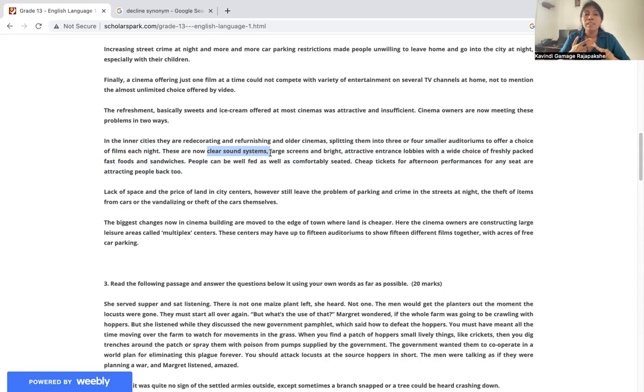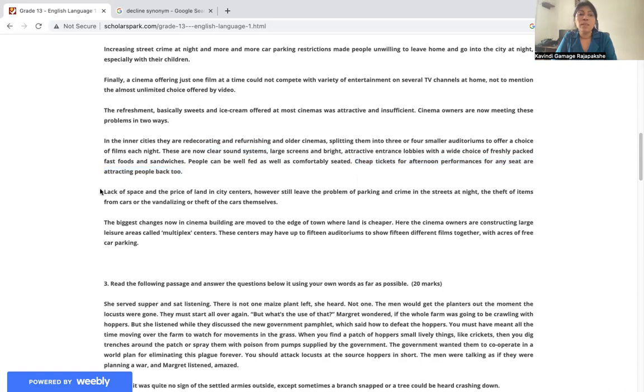Attractive settings, comfortable settings. Fresh and healthy food. People can be well fed as well as comfortably seated. So the cinema owners now provide good facilities for the audience.